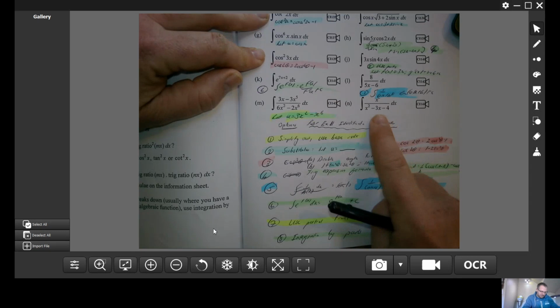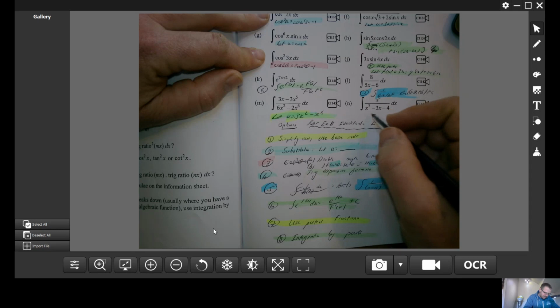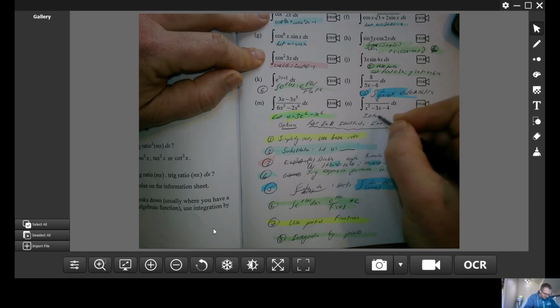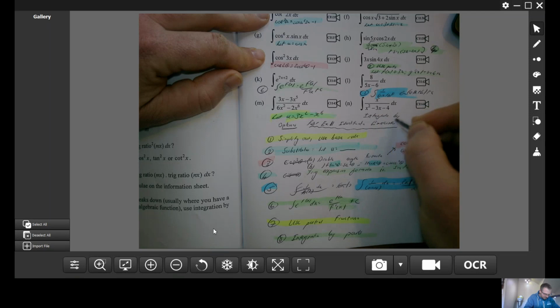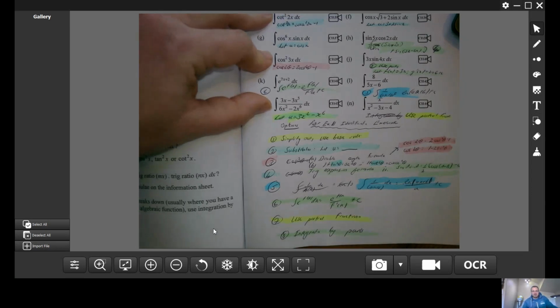Here, substitution is not going to work because you're going to get 2x minus 3. It's going to be a bit of a mess. In this one you're going to have to use partial fractions. Parts isn't going to help you. Partial fractions is going to be your best bet over there.